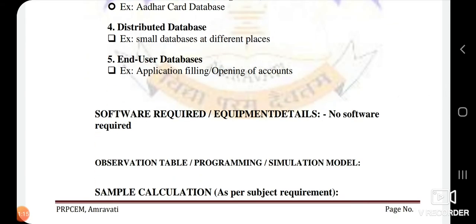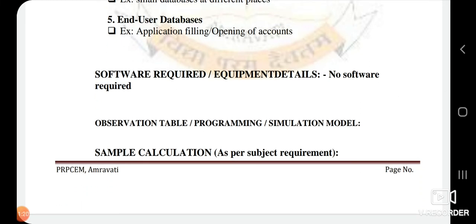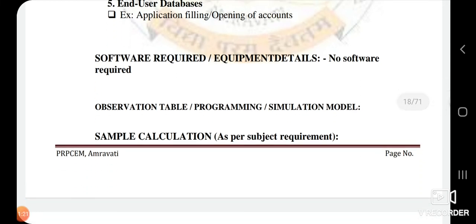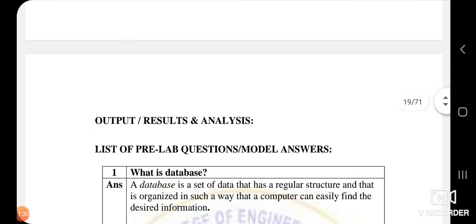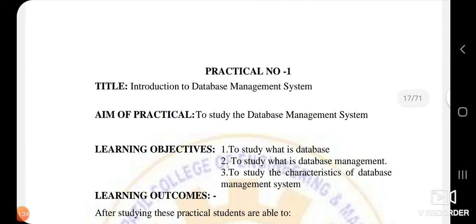Now these are the different things we have studied in this practical. For this we do not require any kind of software. So software or equipment details are not required, because this is a theory study. Then simulation model programming is not required, and there are no sample calculations. So now you understand what the concept of the practical is, or what the schema is.